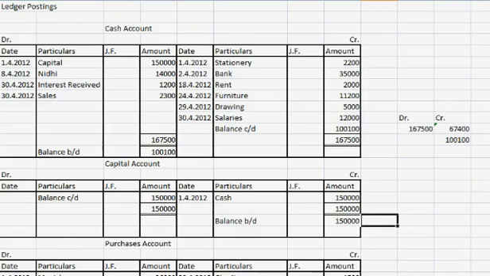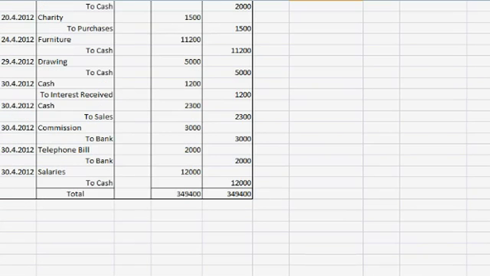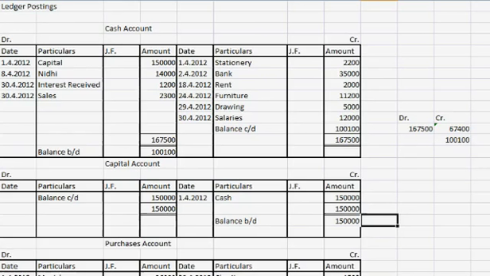In this video, we'll discuss how to prepare a trial balance. We'll understand with the help of an example. We had a question, we had prepared the journal entry for the same, we had prepared the ledgers, and on the basis of the balanced ledger, we'll prepare a trial balance using the balance method.